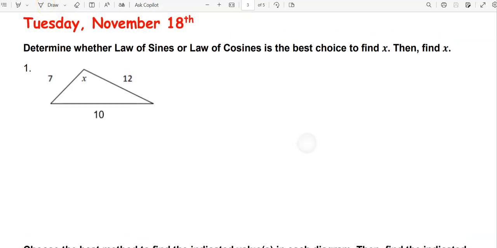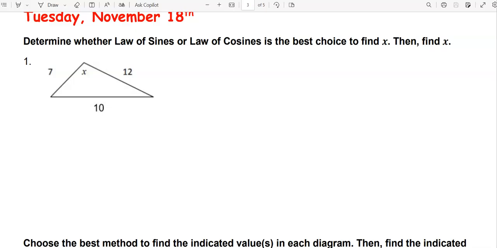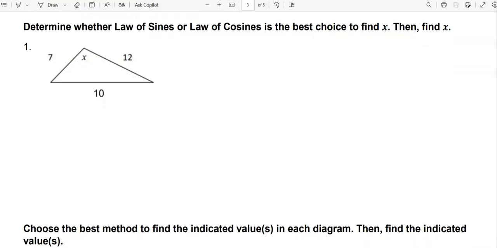All right, so the first one is going to be new to us. I would not expect to see law of cosines this week because we're just now starting it. Law of sines would be fair because we started that last week, but law of cosines is brand new to us. It says determine whether law of sines or law of cosines is the best choice to find x, and then we're going to find x.